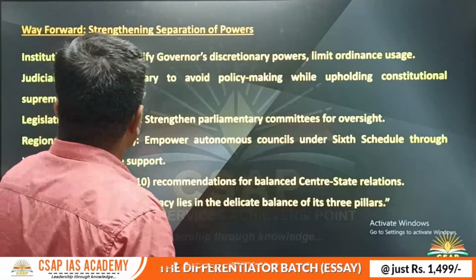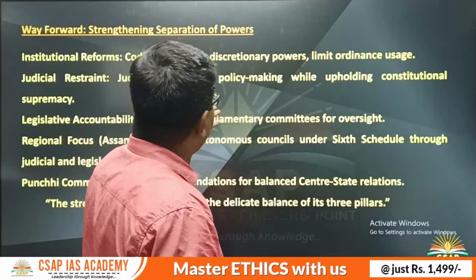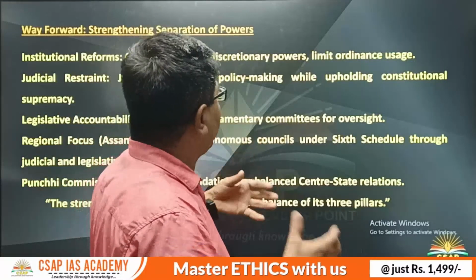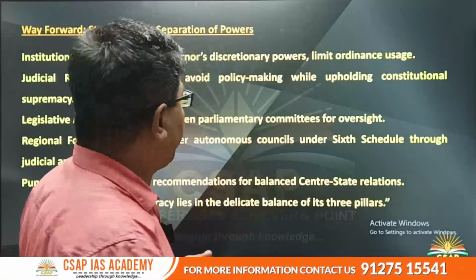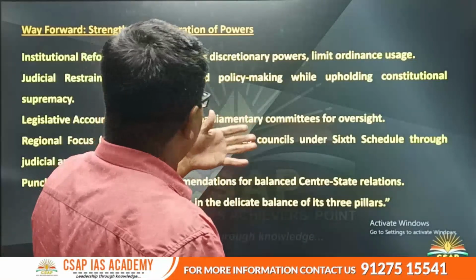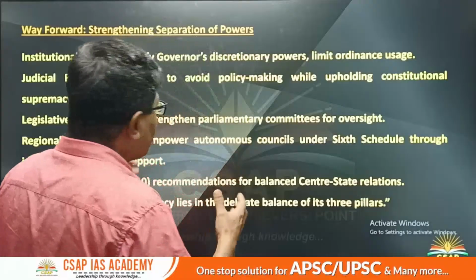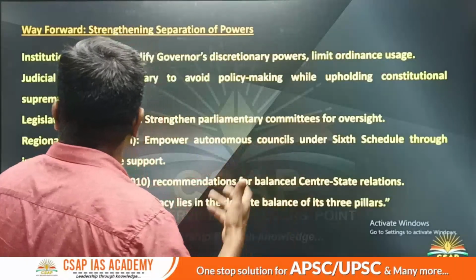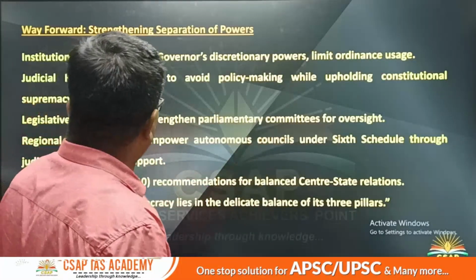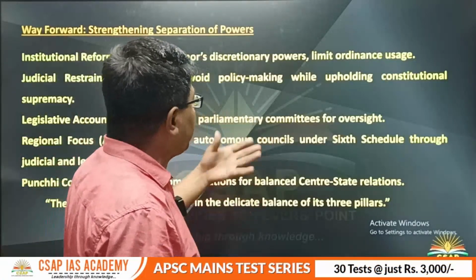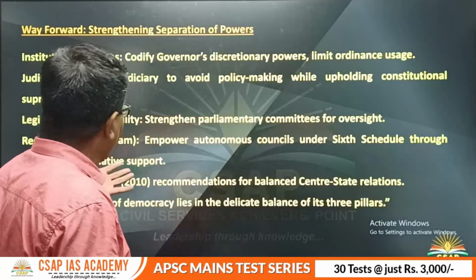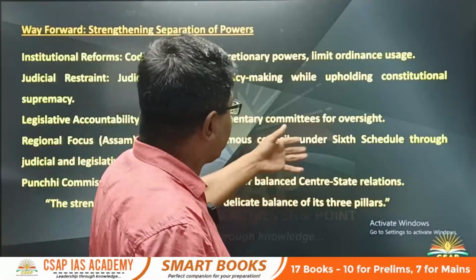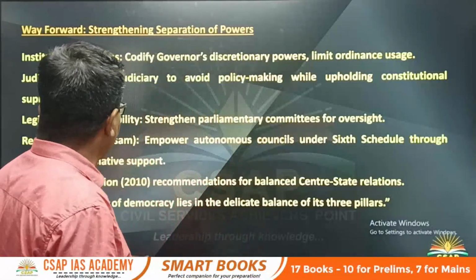Now judicial restraint. The judiciary should also avoid policy making because it is not the prerogative of the judiciary, and of course then constitutional supremacy is there. And legislative accountability: strengthen parliamentary committees for oversight. And then regional focus: empower autonomous councils under the 6th Schedule through judicial and legislative support, right?